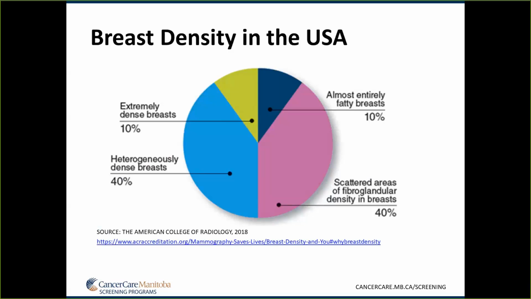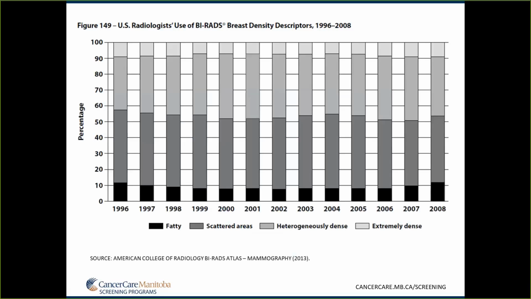You can see in the dark blue part of the pie, this represents the almost entirely fatty breast, that it's approximately 10%. Their category B, which is the scattered areas of density, approximately 40%. The lighter blue portion also is 40%, represents the heterogeneously dense, and the extremely dense in the green section represent 10%.